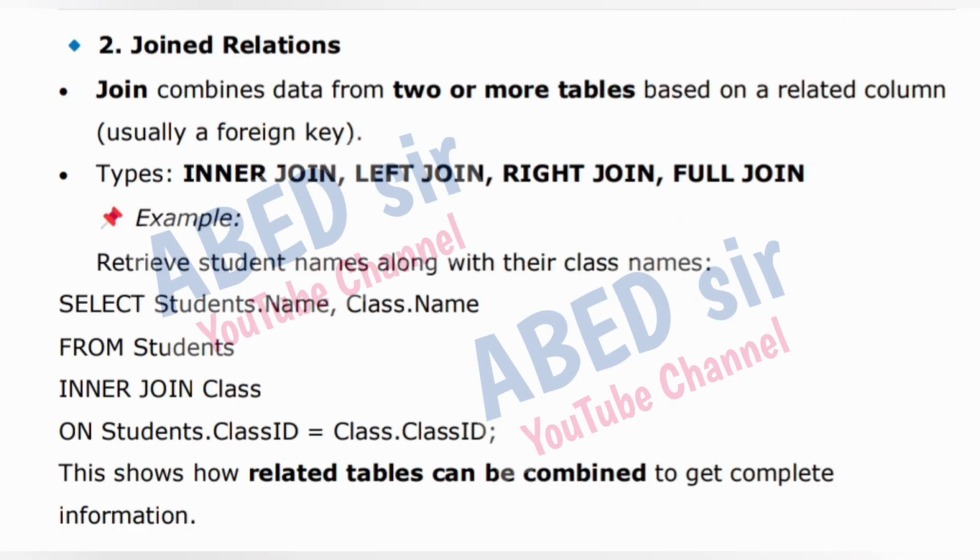2. Joined relations. A join combines data from two or more tables based on a related column, usually a foreign key. Types: inner join, left join, right join, full join. Example: retrieve student names along with their class names. SELECT students.name, class.name FROM students INNER JOIN class ON students.classId = class.classId. This shows how related tables can be combined to get complete information.